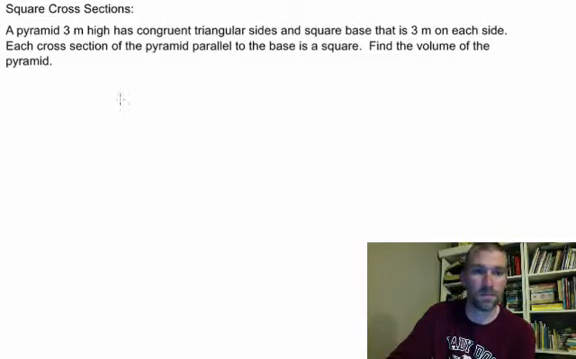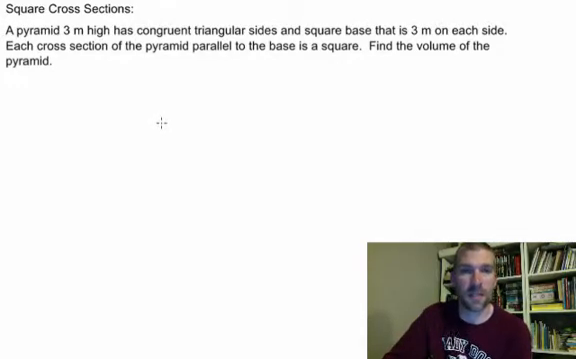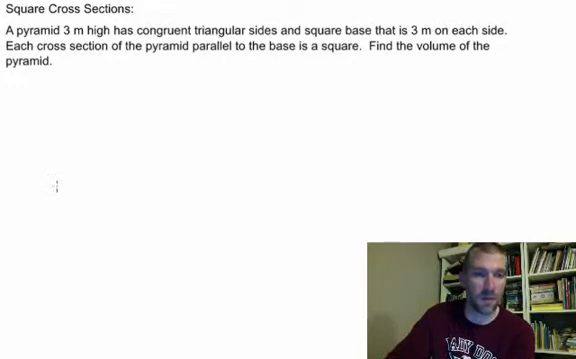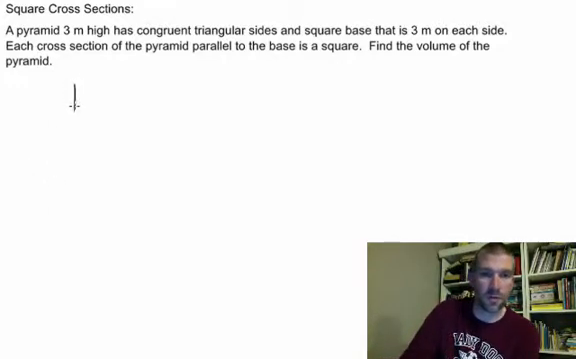So let's look at one. A pyramid 3 meters high has congruent triangular sides and a square base that is 3 meters on each side. Each cross-section of the pyramid parallel to the base is a square. Find the volume of the pyramid. Now, this is going to be a little difficult to draw, and I'll try to draw it as best I can, but I am not a super great 3D artist.